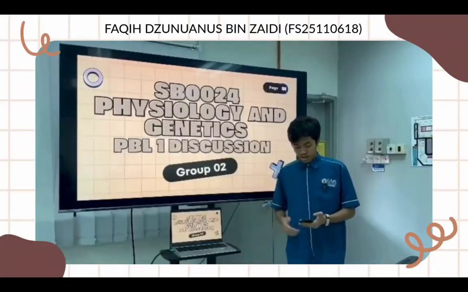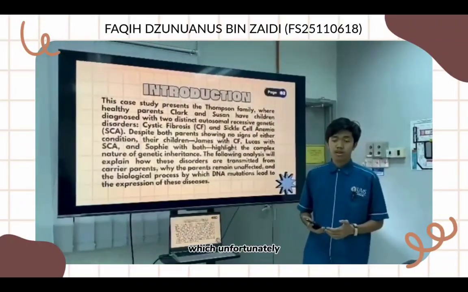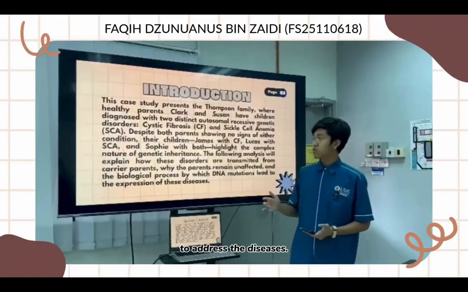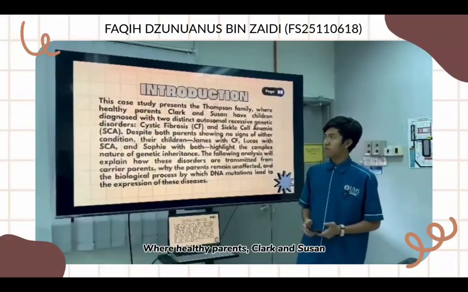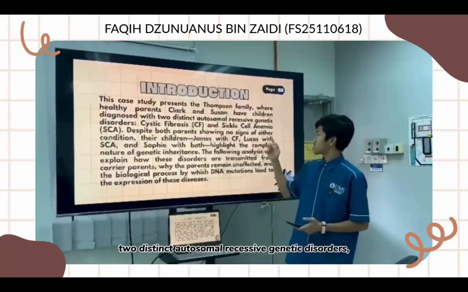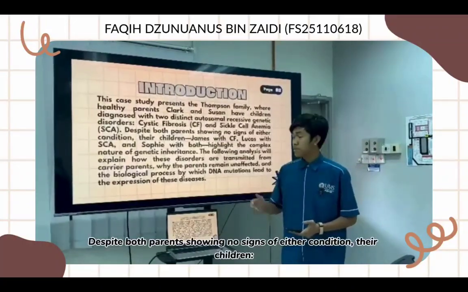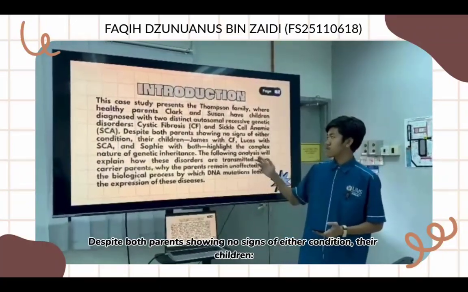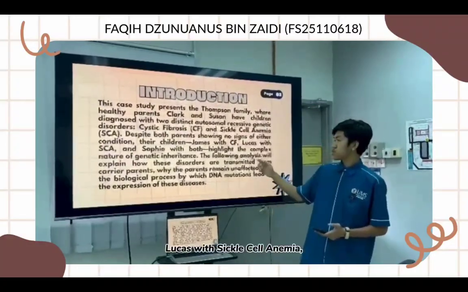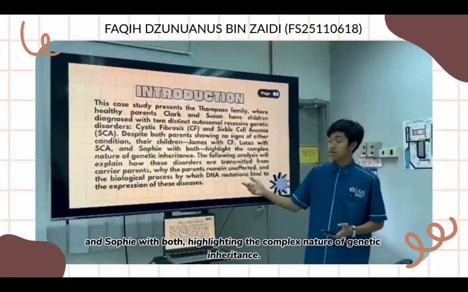Carrying on, this case study is about the Thompson family, which unfortunately has sick children with diseases. Although the parents, Clark and Susan, are healthy, they have children diagnosed with two distinct recessive genetic disorders, cystic fibrosis and sickle cell anemia. Despite both parents being healthy and not showing either condition, their children, James with cystic fibrosis, Lucas with sickle cell anemia, and Sophie with both, highlight the complex nature of genetic inheritance.